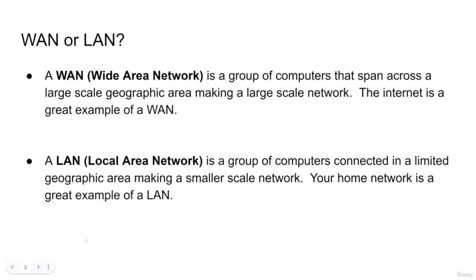So first, let's talk about a couple of different types of networks. Because we said the internet's kind of one giant network that's made up of lots of smaller networks. So the giant network we can refer to as a WAN, or a wide area network. It's a group of computers that span across a large scale geographic area, making what essentially is a large scale network. And the internet is a great example of a WAN because it spans the whole globe.